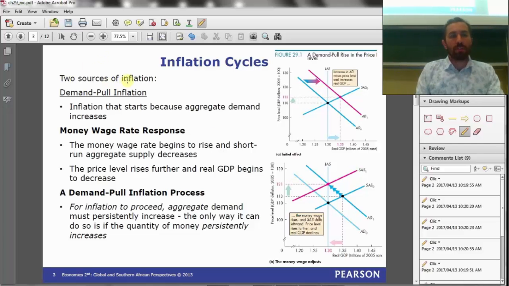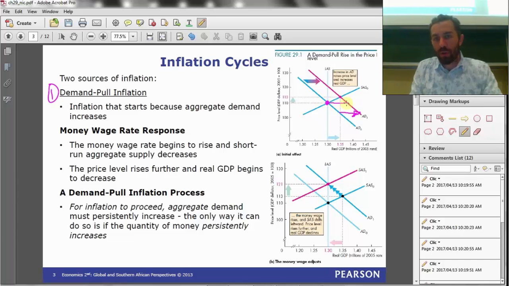Our two types of inflation. Number one, demand pull inflation. What do we mean by that? Well, when there's a shift or a change in demand, that triggers inflation. So inflation that starts because aggregate demand increases. So what happens? We have a shift to the right in our aggregate demand curve. If we look at our initial equilibrium position and we compare it to our new shifted aggregate demand curve, what do we see? Well, we've got a shortage in supply. In other words, our quantity demanded is greater than our quantity supplied.